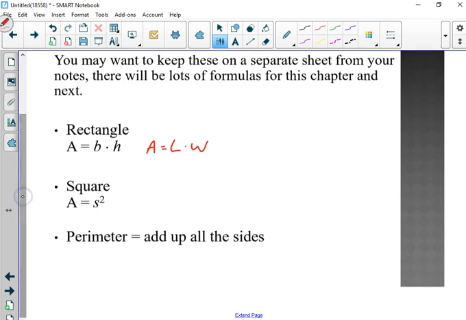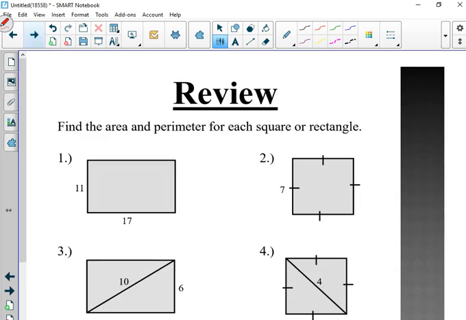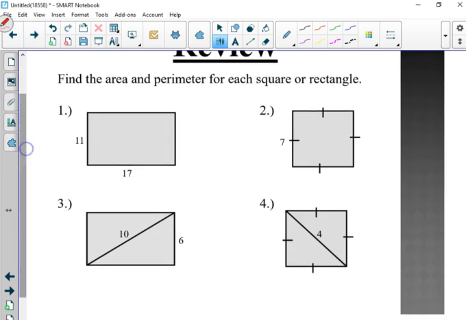Square is S squared. Again, length times width works, it's just that length and width are the same thing, so it's S times S. And for perimeter, you add up all the sides. So, find the area and perimeter for each square or rectangle.